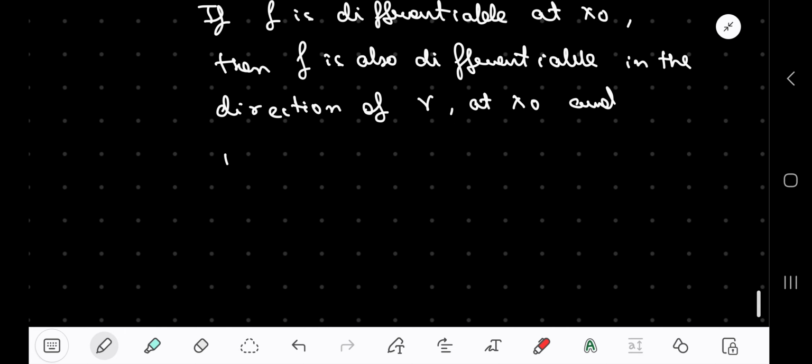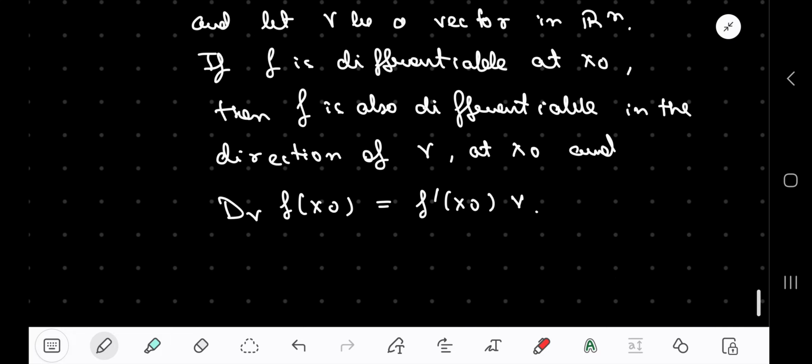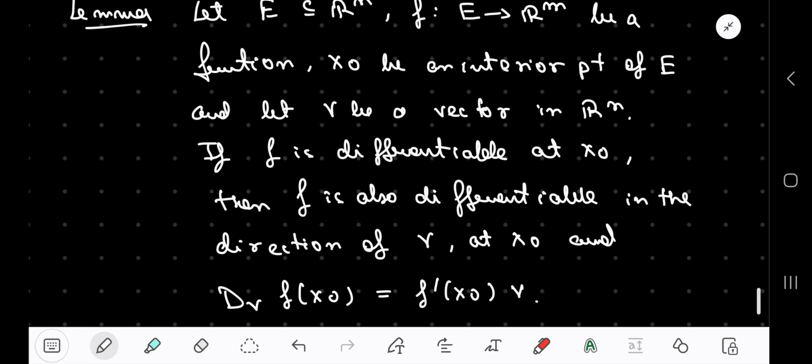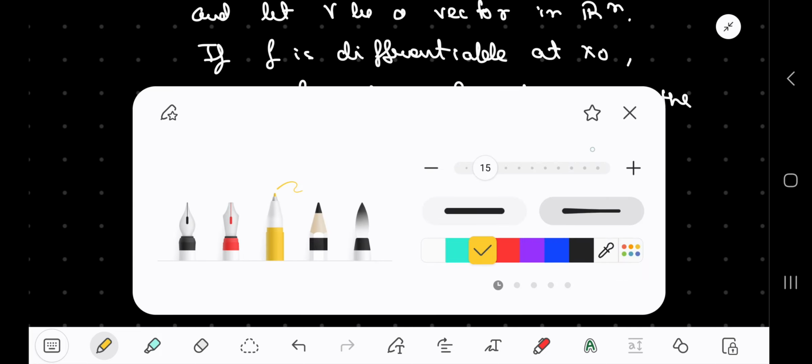And what we have is that the directional derivative in the direction of v at x naught of f is f prime at x naught, which is the linear operator which represents the derivative at x naught, evaluated at v. Fine. So what does this theorem specifically say? If I have a function which is differentiable at an interior point x naught of the set on which the function is defined, then the function is also differentiable in the direction of some vector at x naught, and the relation between the total derivative and the directional derivative is given up here. Okay, let us try and prove this.